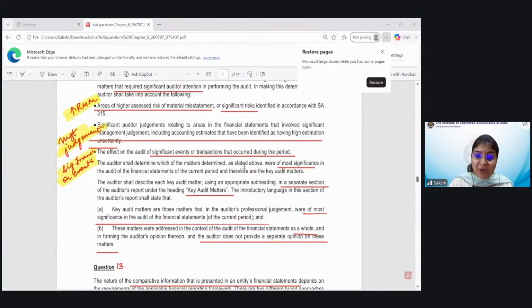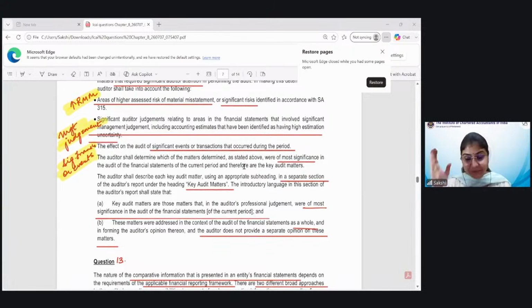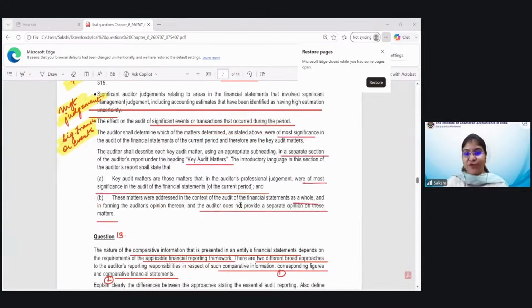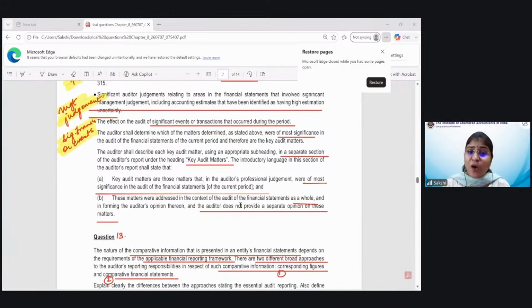Okay. Now, this was the first part of the question. The second part, what did it say? It says how these matters are to be communicated in the audit report. So here comes the second part. The auditor shall describe each key audit matter using an appropriate subheading in a separate section. Like your emphasis of matter, here the heading is key audit matter. The introductory language in this section of the auditor's report shall state that key audit matters are those matters that, as per the auditor's professional judgment, were of most significance in the audit of the financial statements.